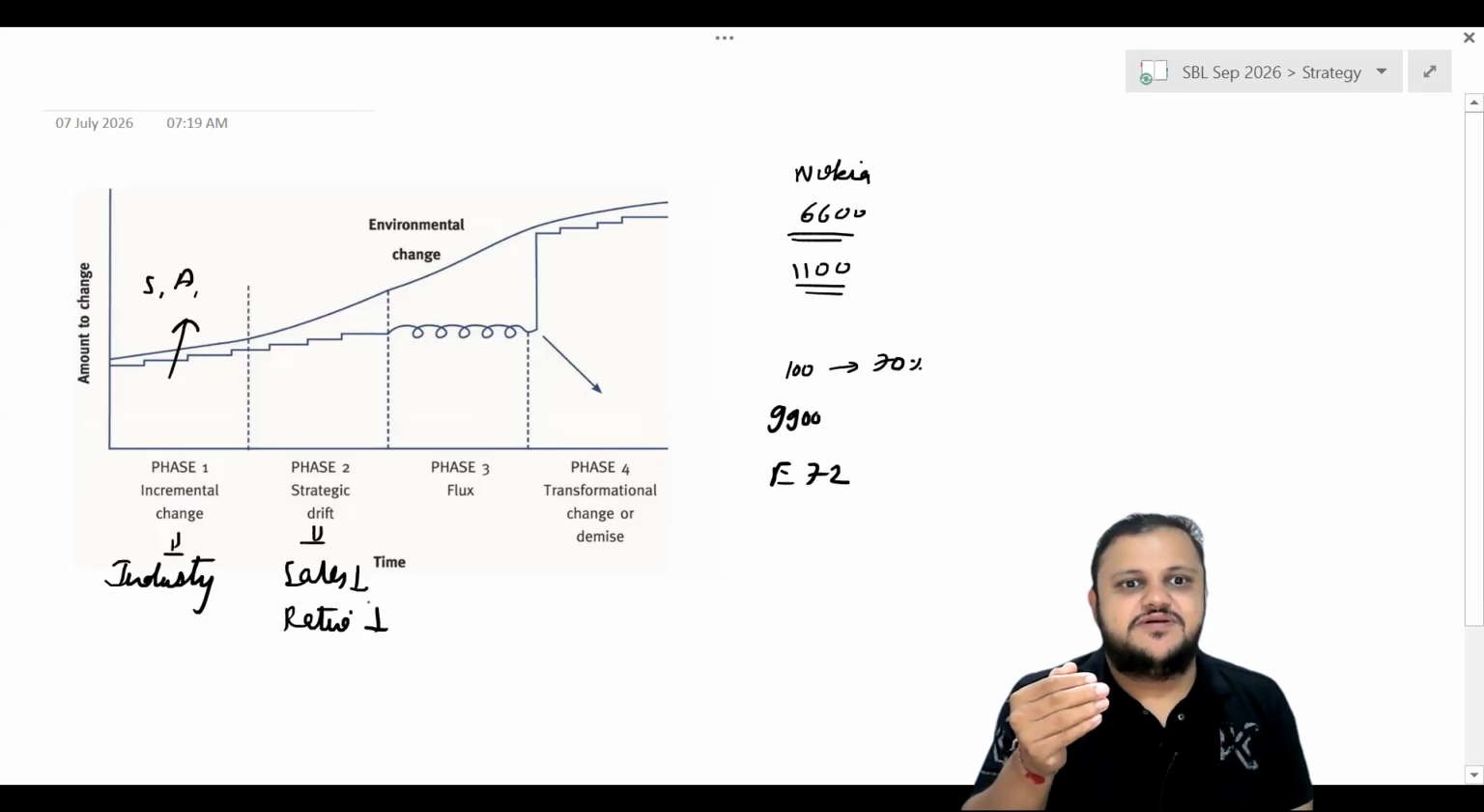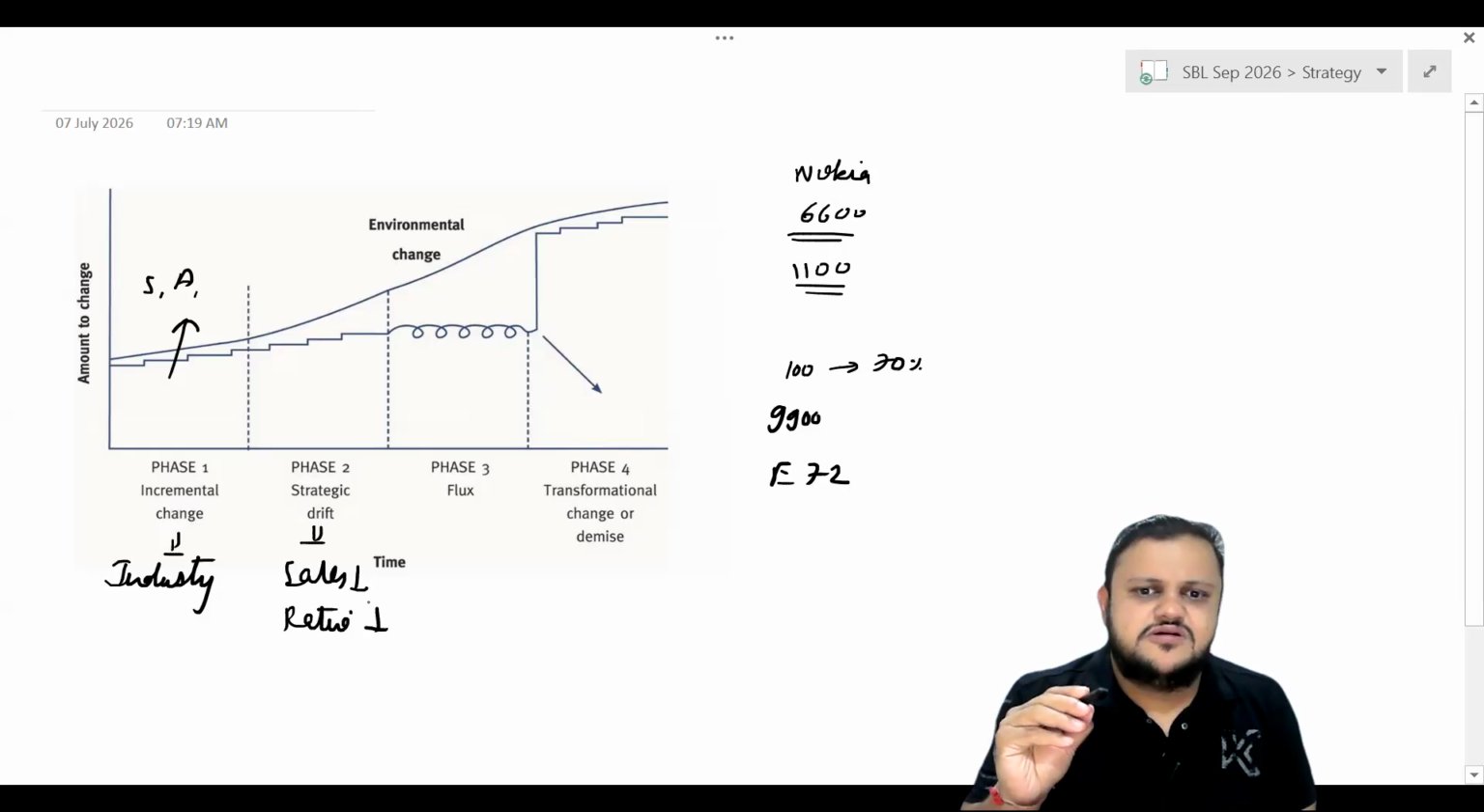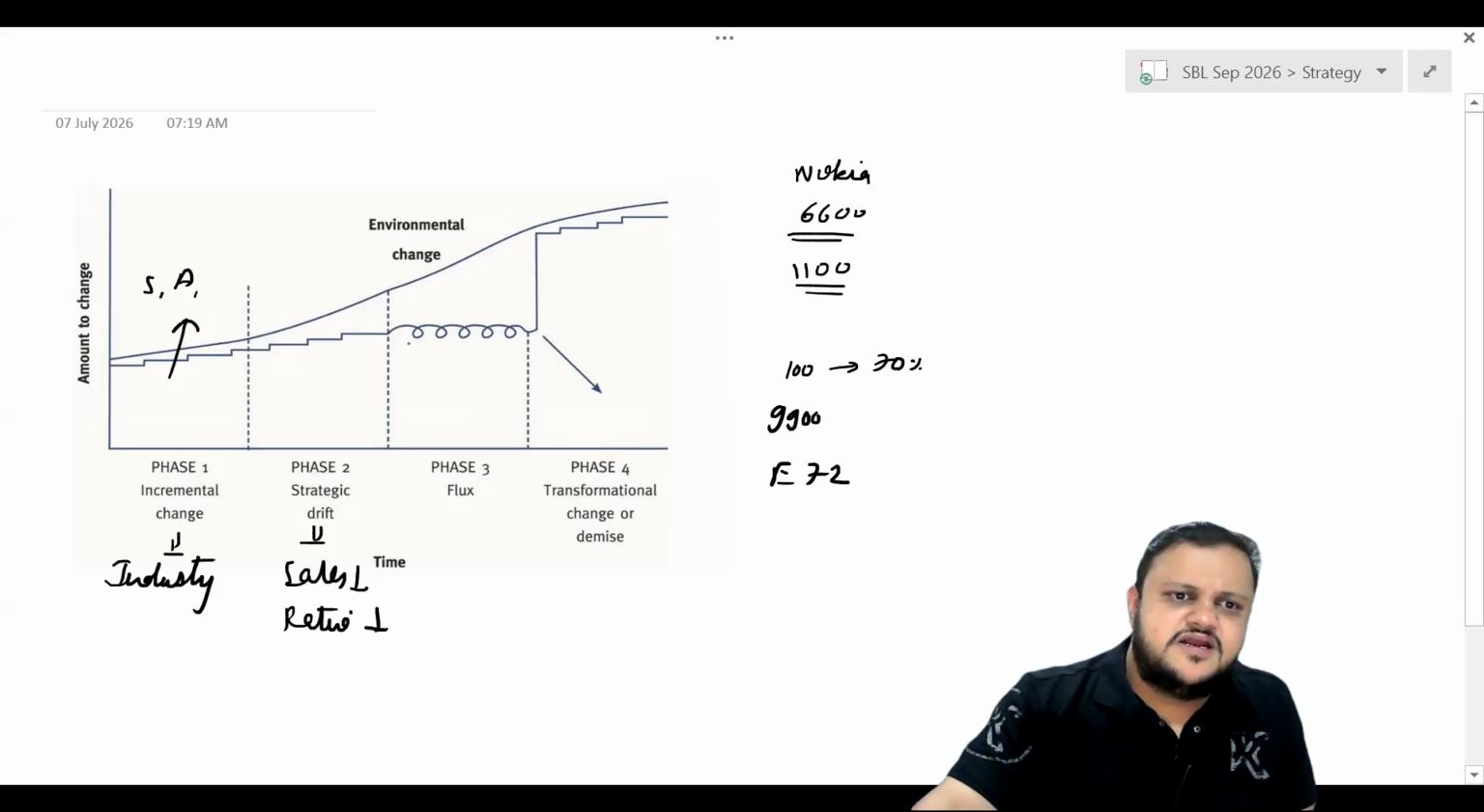Now Nokia, do you think Nokia did not try? Honestly tell me, did Nokia not try? Obviously they would have tried. They did try, they launched some smartphone, they came up with that technology, but what happened? No, see what happens basically.